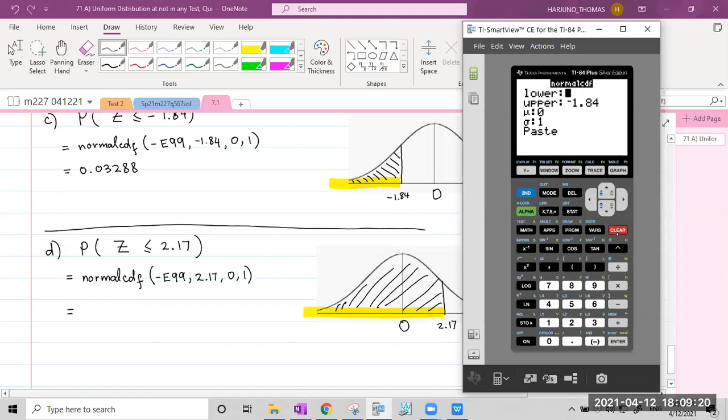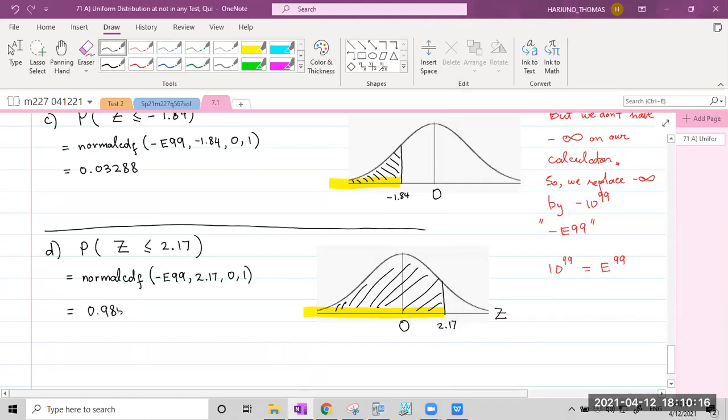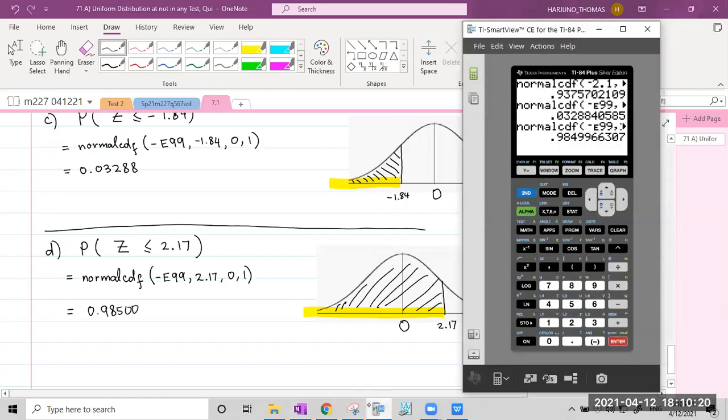Now let me show you again how to punch that negative E99. The negative has to be the negative sign, not the subtraction sign. E is the second function of that comma. Even though they write a double E there, when you punch it, you get only one E. Then 99. That's the lower bound to replace negative infinity, right? And then the upper bound, 2.17. The mean is zero, the standard deviation is one. You paste it, you will get 0.984996. So it's actually 0.98500 if we round it to five decimal places.